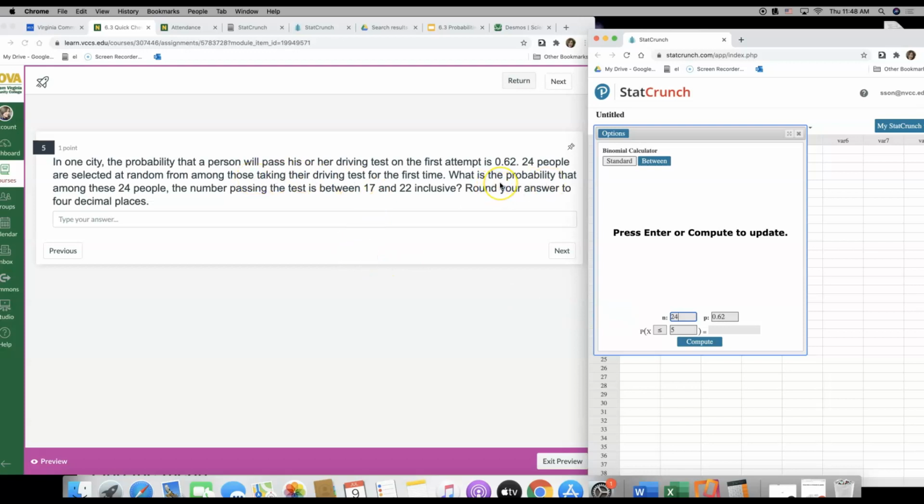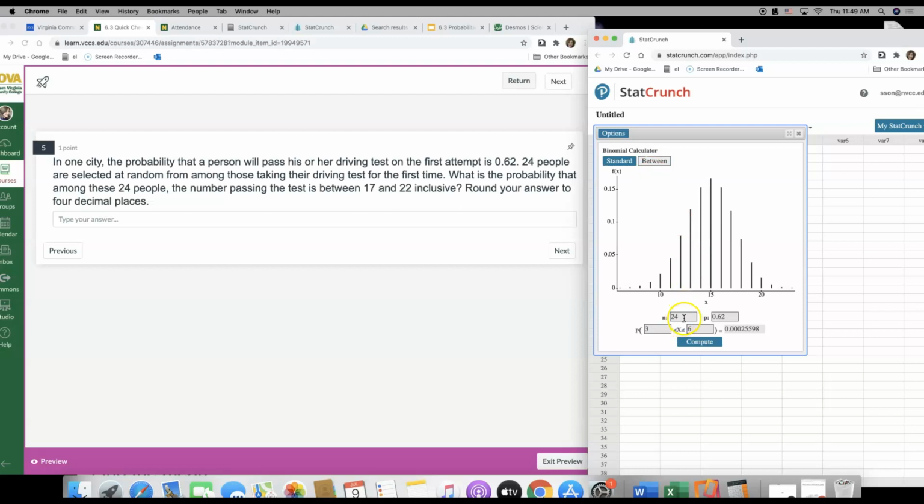What is the probability that among these 24 people, the number passing the test is between 17 and 22 inclusive? Guys, for this one, we want to click on the between calculator, because we want 17, 18, 19, 20, 21, 22. We don't want to find those different things and add them up together. So we go to the between calculator and give it N is 24, P is 0.62.